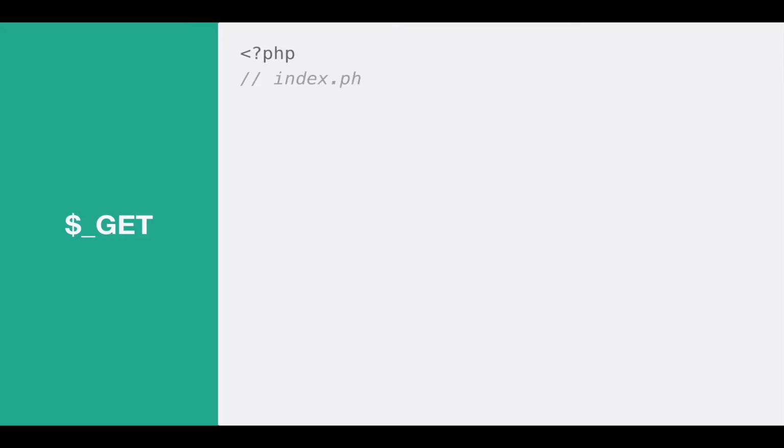Here's a very basic example. If we were to go to index.php?name=Michael, then we could retrieve the value Michael from our get variable by using $_GET and in square brackets name. Take note that the name matches, so we have name as the key. It's name equals Michael, so name there is the key. That's what we're using inside of the array.